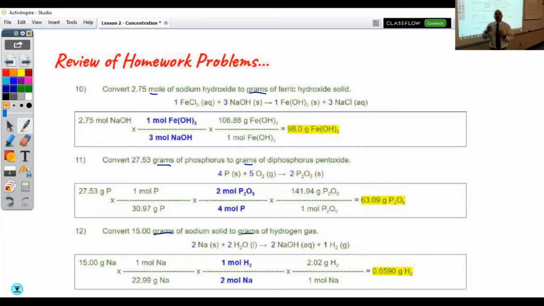Notice that when you're going between grams and moles, we always use 1 mole, just like we did back in October and November. So anytime I'm going from grams to moles, I'm using 1 mole, regardless of what the numbers say up here. The only time that we use these coefficients is when we're changing what substance we're talking about, when we're going from moles to moles. Other than that, grams to moles, we use 1 mole. Moles to grams, we use 1 mole.